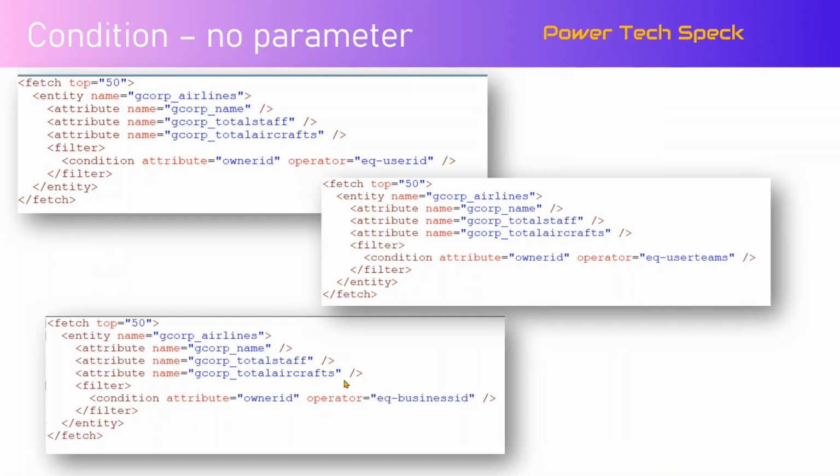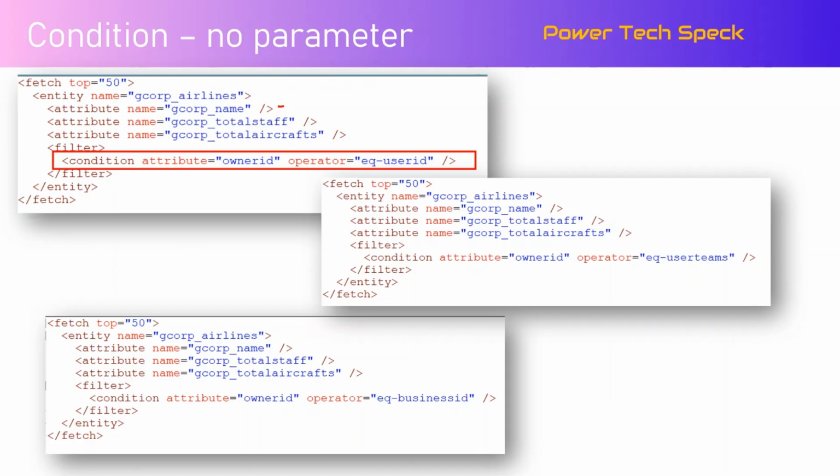So this is an example. Condition with no parameter means, like, if you want to check whether the owner id is the current logged in user. So owner id equal to user id. Here you are just checking a condition with no specific parameter.